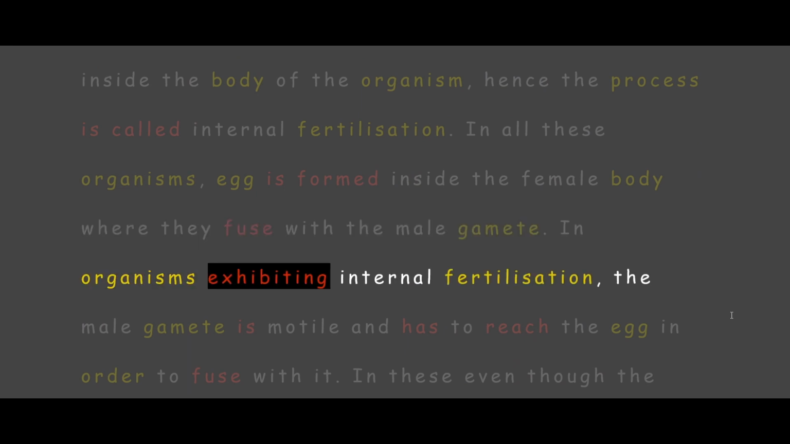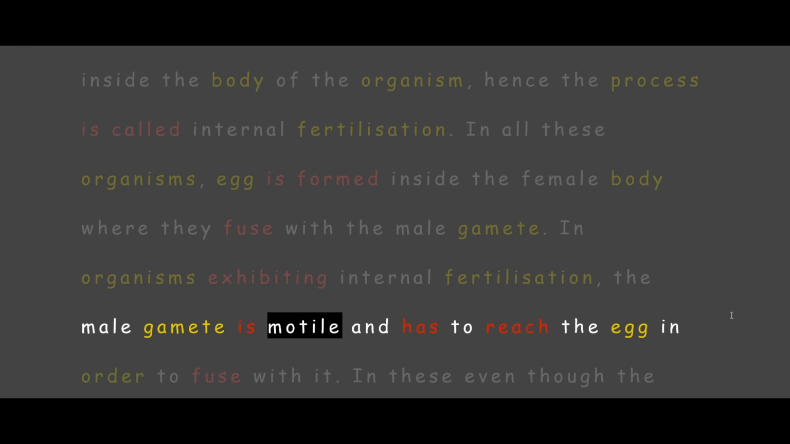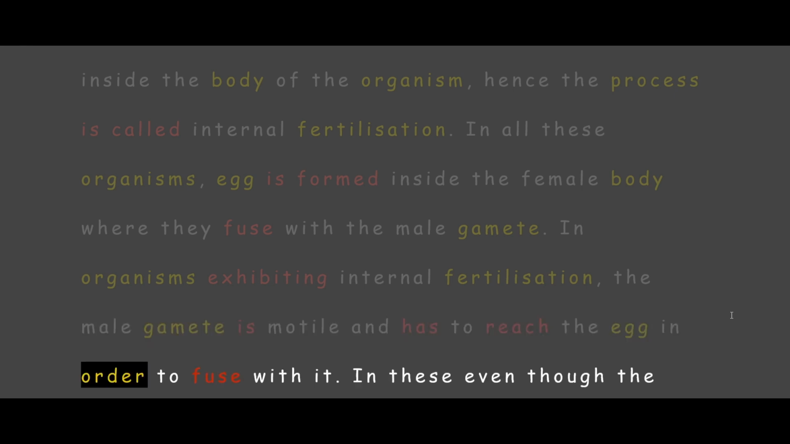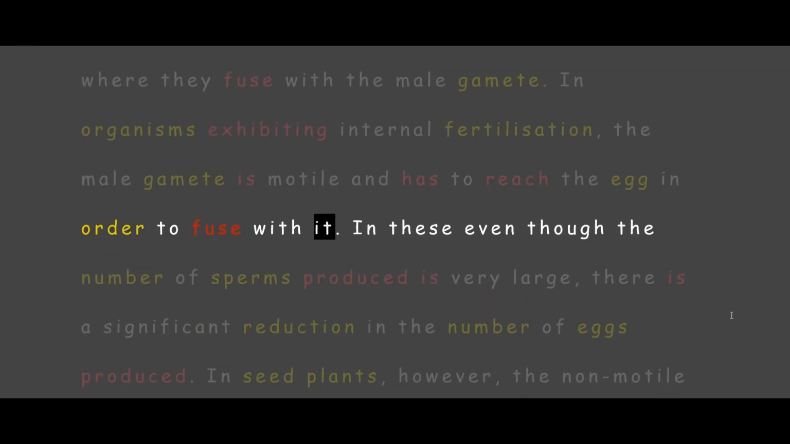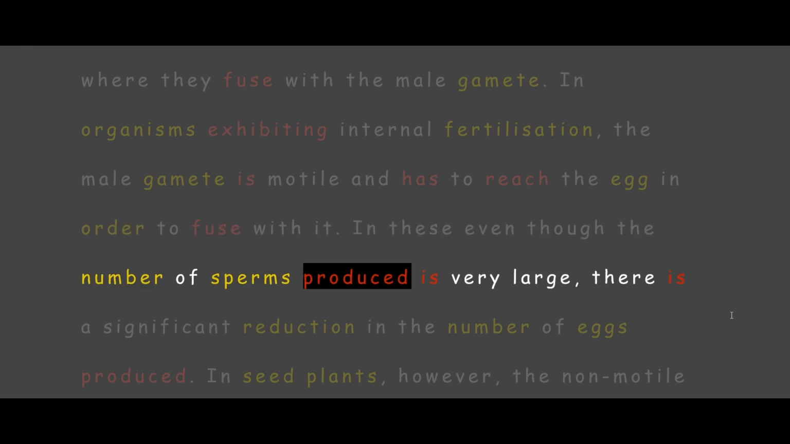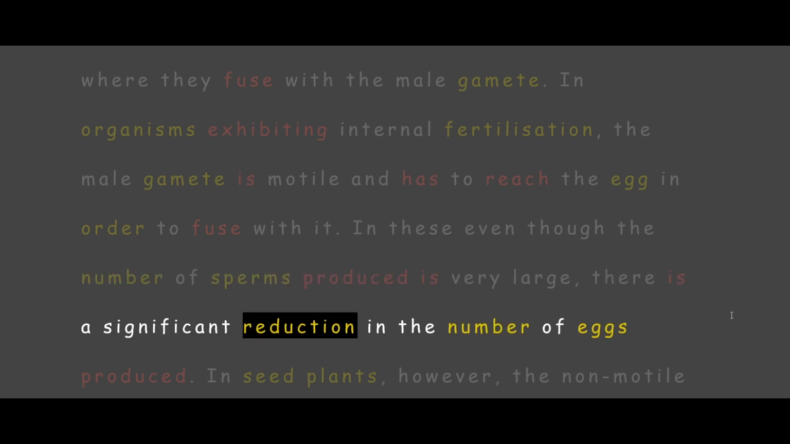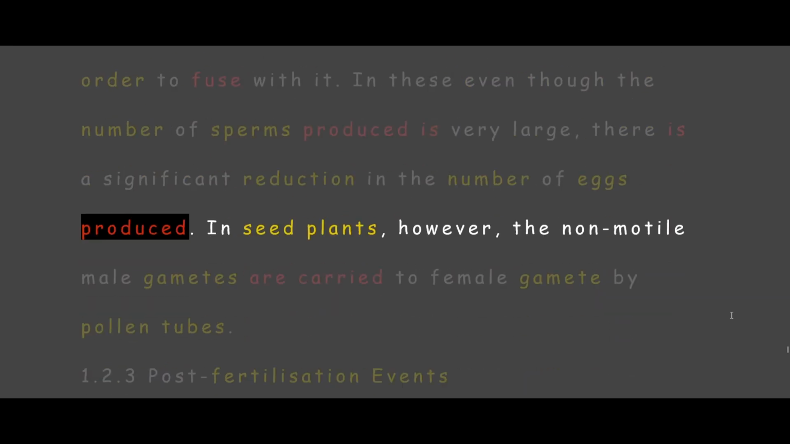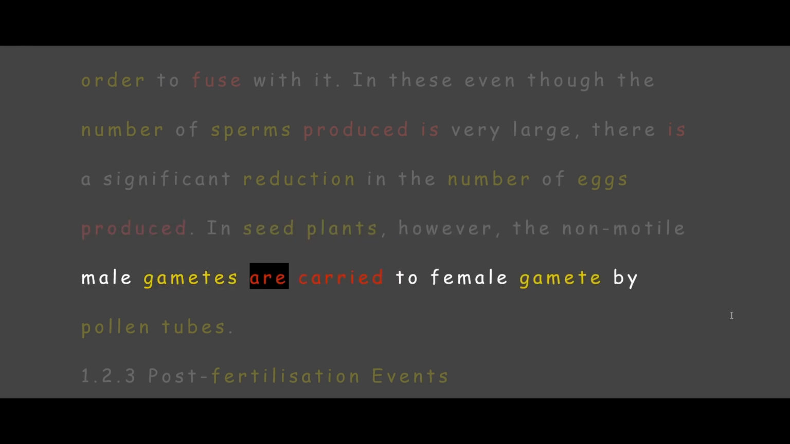In organisms exhibiting internal fertilization, the male gamete is motile and has to reach the egg in order to fuse with it. In these, even though the number of sperms produced is very large, there is a significant reduction in the number of eggs produced. In seed plants, however, the non-motile male gametes are carried to female gamete by pollen tubes.